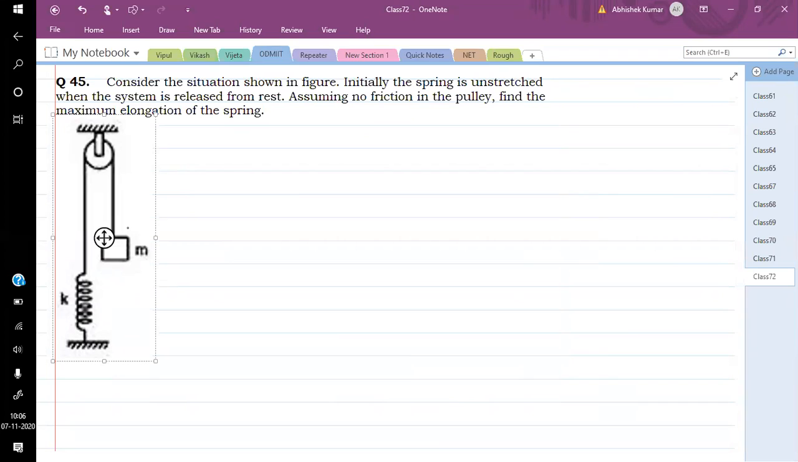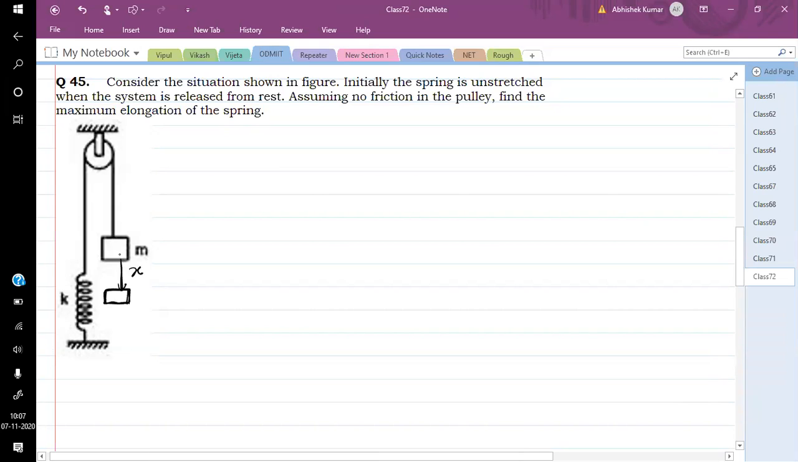So initially it is unstressed. So we will use the conservation of energy here also. So object is starting from a point, and suppose it is going finally to a distance x. Finally it is going down by a distance x. Okay, so object is starting from a point, initially unstressed spring, and then going down by distance x. So what can we write?